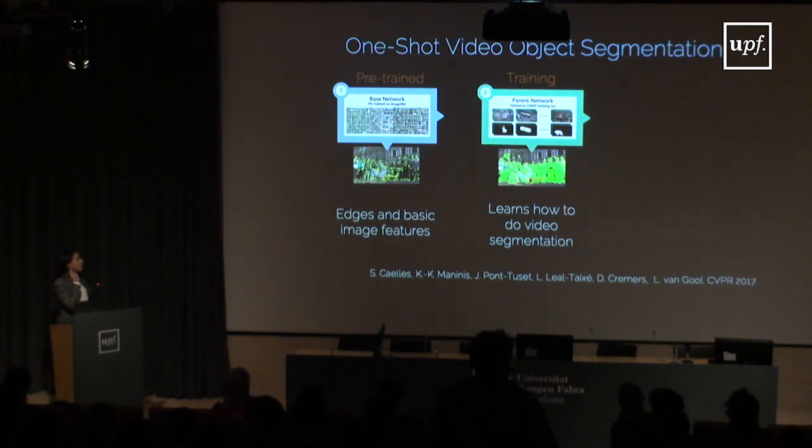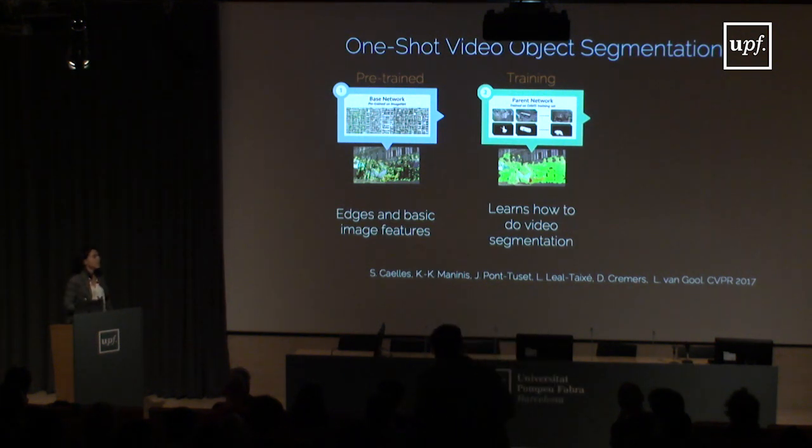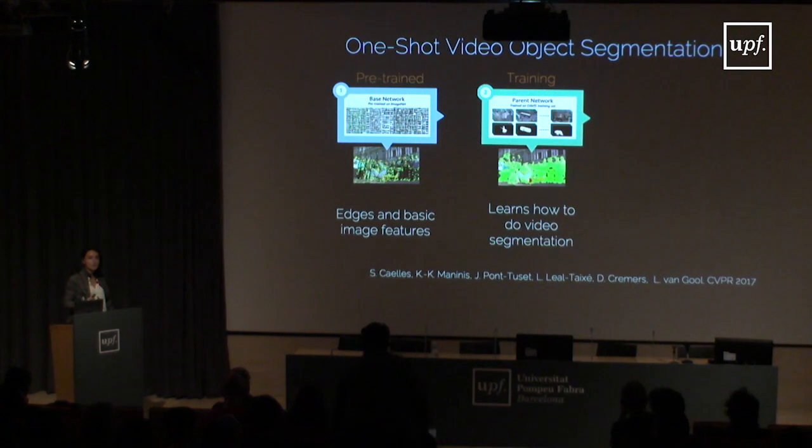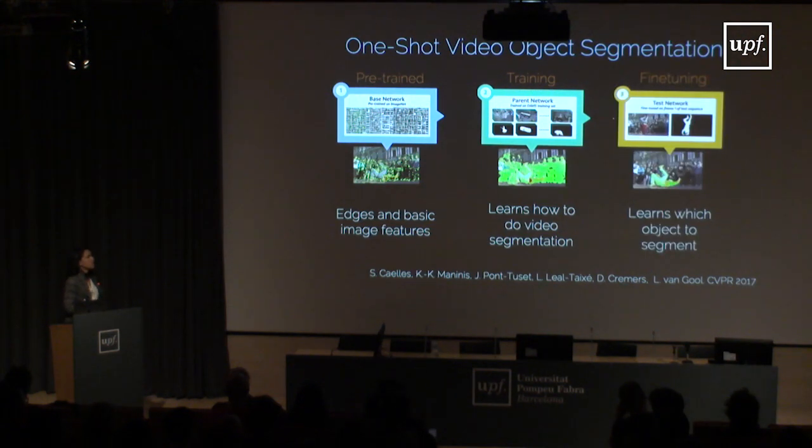So of course, this network is able to separate foreground from background, but it actually doesn't know which object in the foreground we are actually interested in segmenting. So this is why we perform a third step of training, which we refer to as fine-tuning because we don't train for too long.